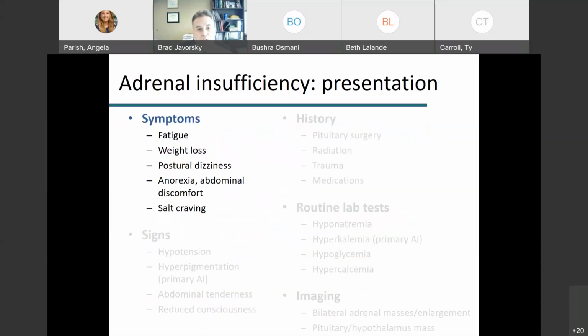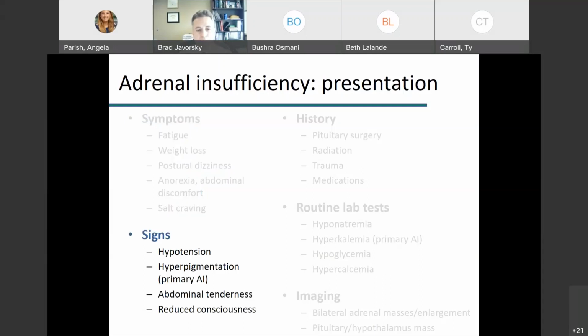Symptoms of adrenal insufficiency are sometimes vague and hard to pin down on adrenal insufficiency specifically. So things like fatigue, weight loss, dizziness, anorexia, abdominal discomfort, and salt craving. Signs of adrenal insufficiency are hypotension, so low blood pressure, hyperpigmentation in primary adrenal insufficiency, abdominal tenderness, and reduced consciousness.